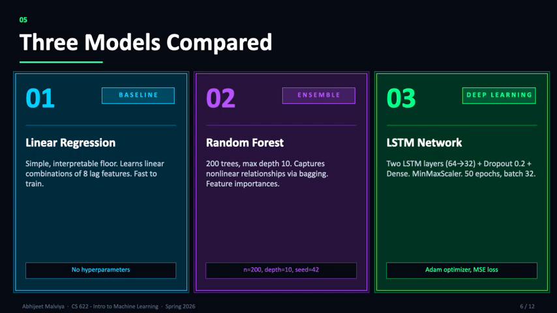The second model is random forest, an ensemble of 200 decision trees with max depth of 10. The idea is that it should capture nonlinear relationships in the lag features that linear regression misses.